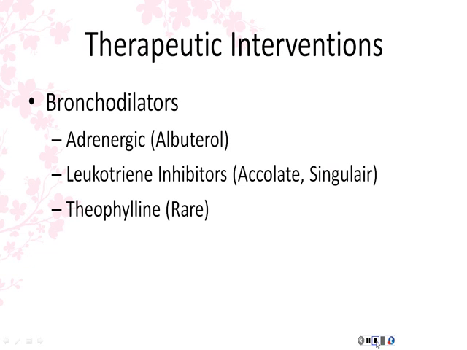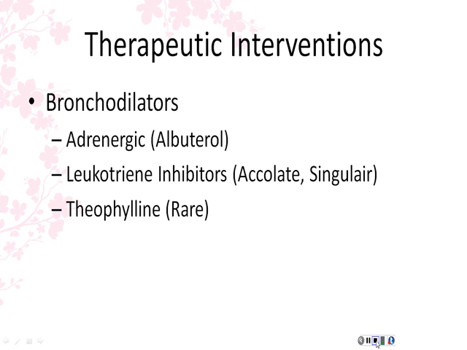So Table 31.5 on pages 655 through 656 lists a summary of the medications that are used to treat lower respiratory disorders, with examples of each of these drugs, their routes of administration, along with side effects and nursing implications as well. So bronchial dilators, you'll see things like albuterol, Accolate, Singulair, and then theophylline is still used, but again, it's pretty rarely used anymore.